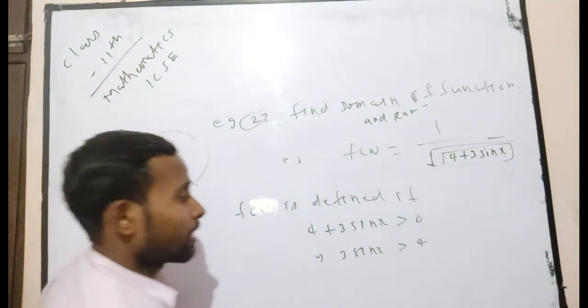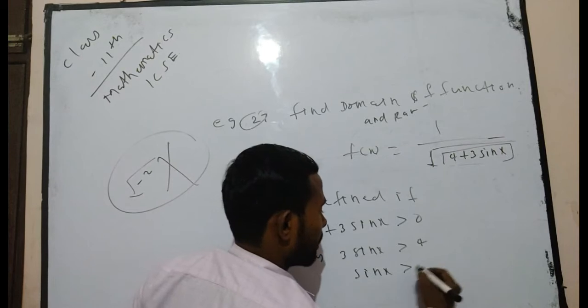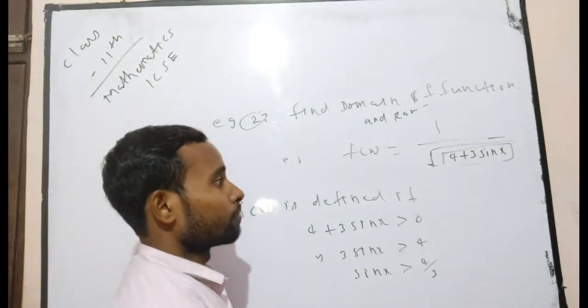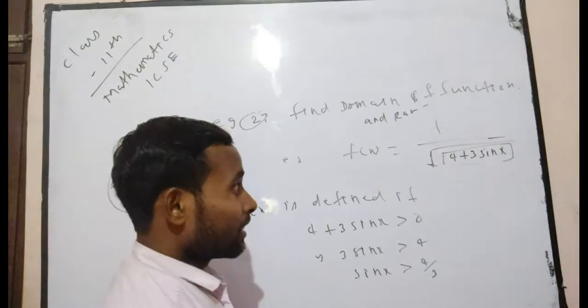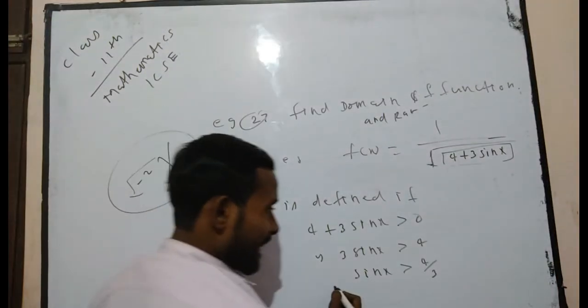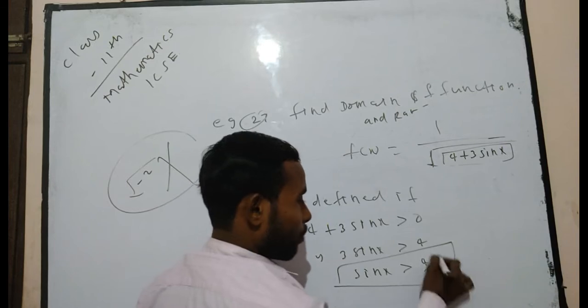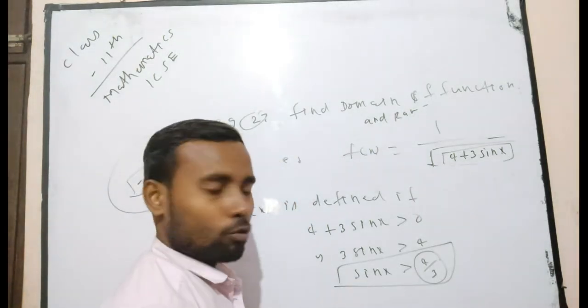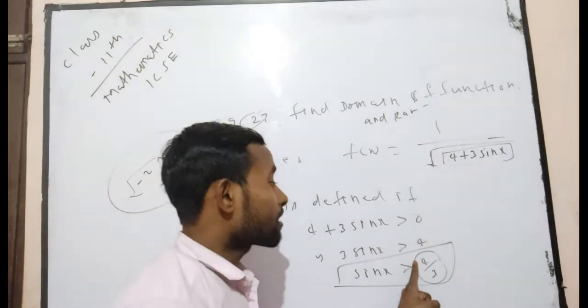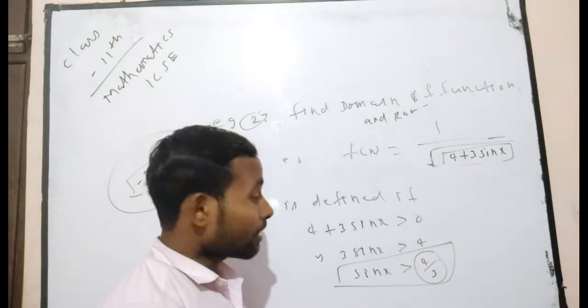3 sin x is greater than, that means sin x is greater than 4 by 3. I want to say to you, because if sin x is greater than 4 by 3, it is not possible. It cannot be 4 by 3, because 4 by 3 is greater than 1.